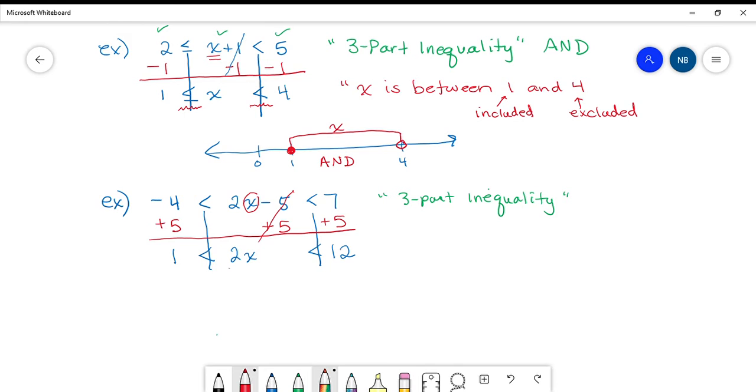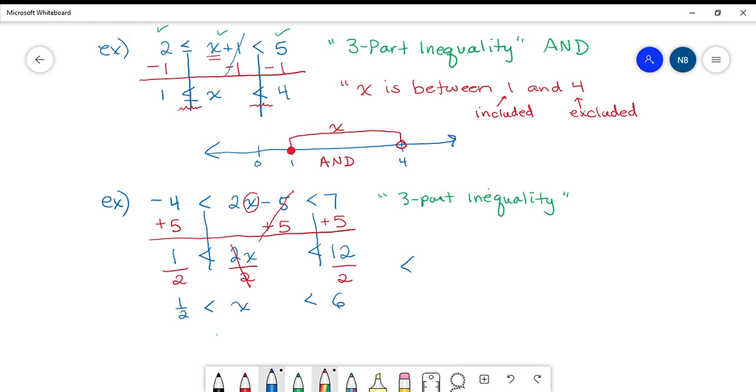And now, if I want to isolate x, I have to get the 2 to divide out. Because why? Because 2 divided by 2 makes 1. If I divide in the middle by 2, I have to divide on the left and on the right by 2. So I have 1/2 is less than x is less than 12 divided by 2 is 6.